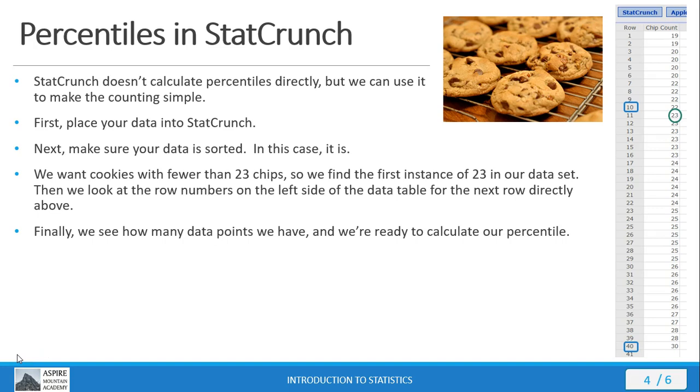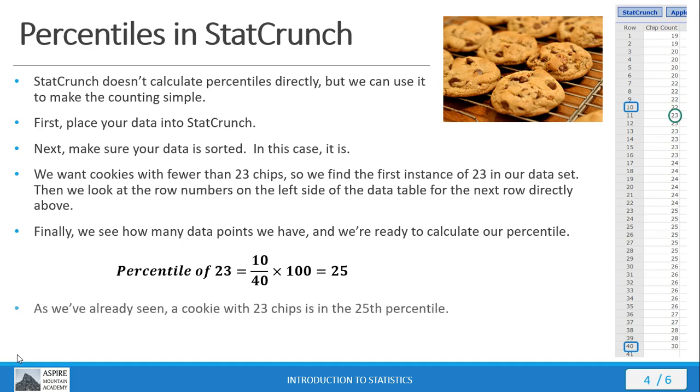And now we've got what we need to calculate our percentile. You see where these numbers are coming from. We calculate it just like we did before. Take the 10, divide by 40, multiply by 100, and we see that they're in the 25th percentile. So in this way, StatCrunch can make the process of finding the percentiles a little bit easier, though it doesn't calculate it for us directly.